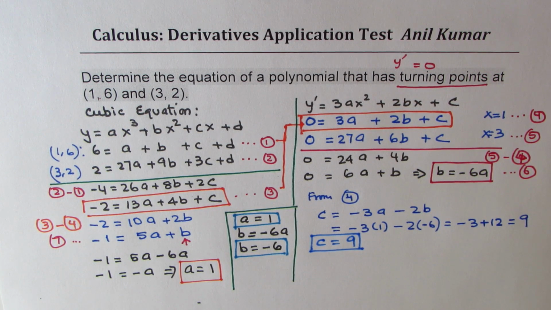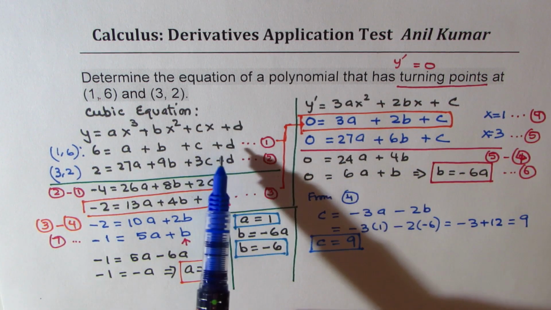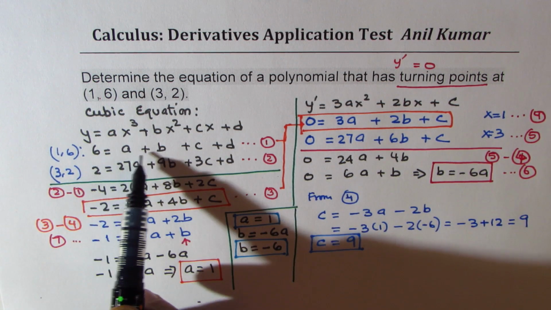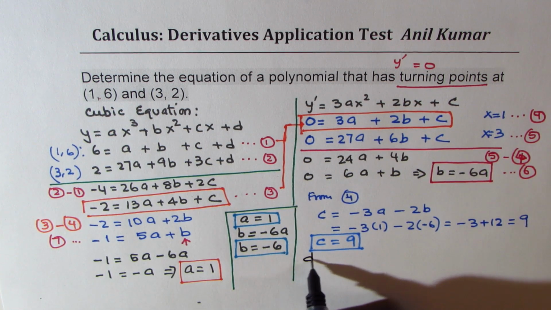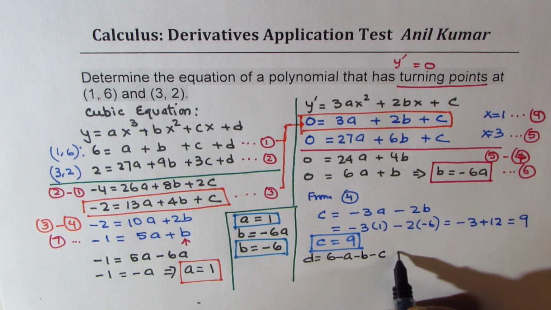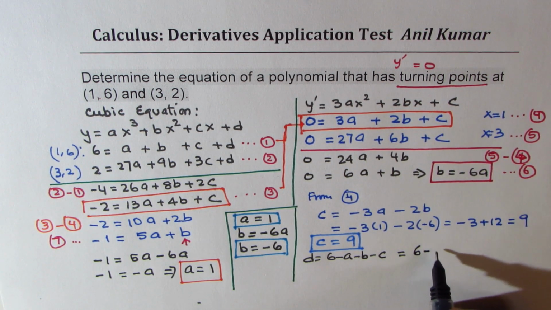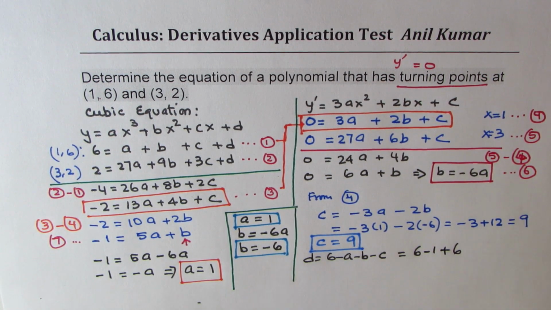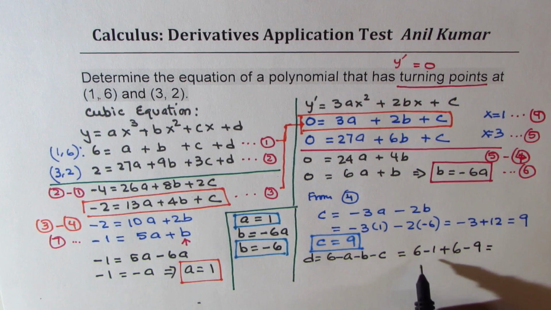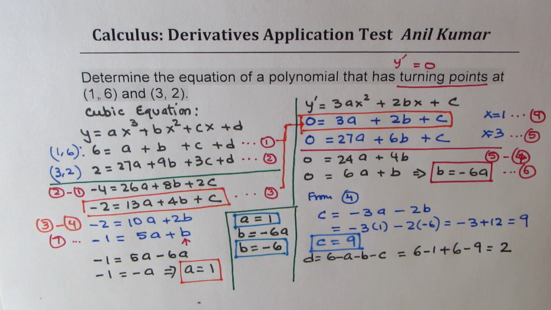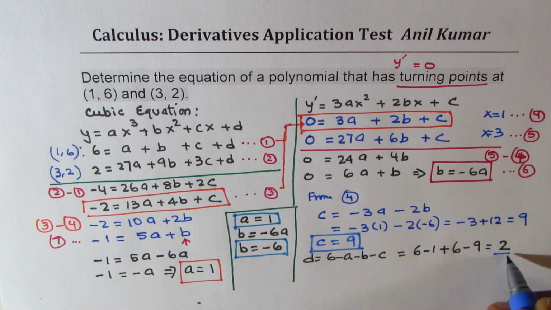To find d, I can use the very first equation. D is equal to 6 minus a minus b minus c, right? So d is equal to 6 minus a minus b minus c, which is 6 minus 1. B is minus 6, that makes us plus 6, and c is 9 for us, minus 9, right? 6 plus 6 is 12, take away 10, leaves us with 2. So we get d as equal to 2. So this is the value of d, right?